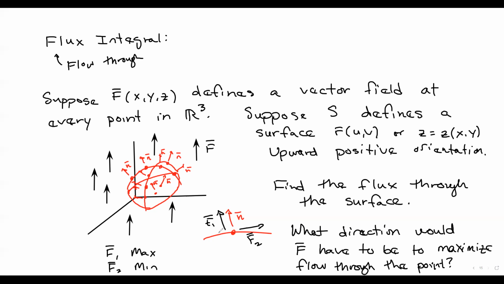If you calculate the dot product between two vectors that point in the same direction, you get the maximum value for the dot product. And if you calculate the dot product for vectors that are orthogonal, you get 0. So to model the flow, we're going to say that F dot N gives us a measurement of the amount of flow.